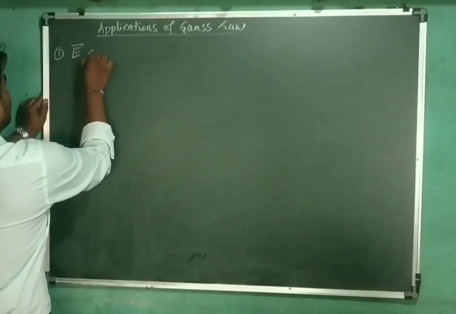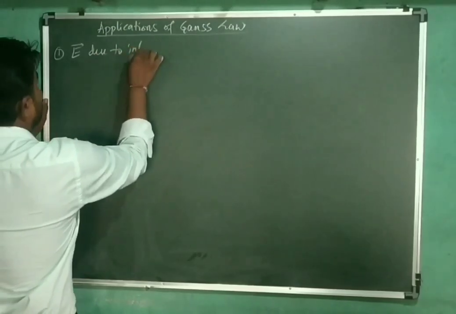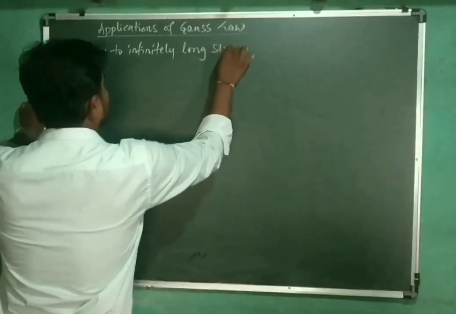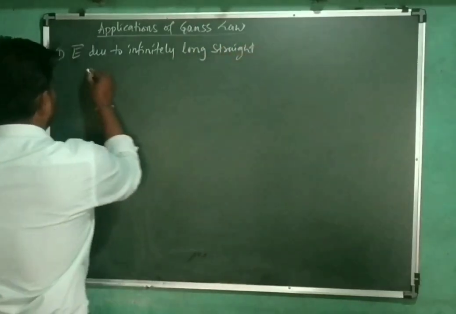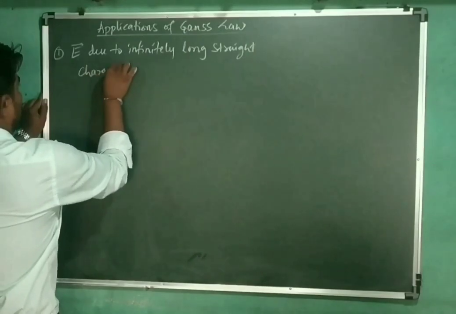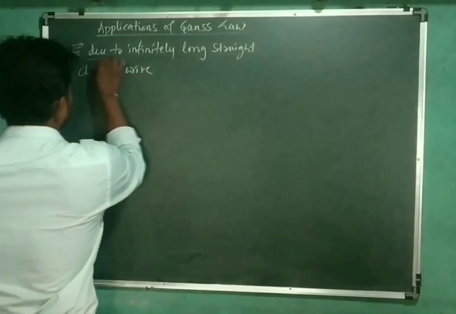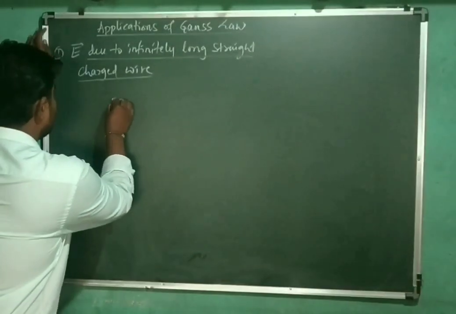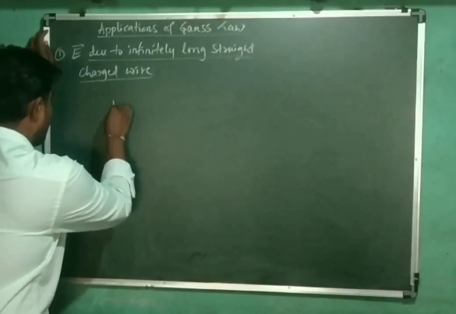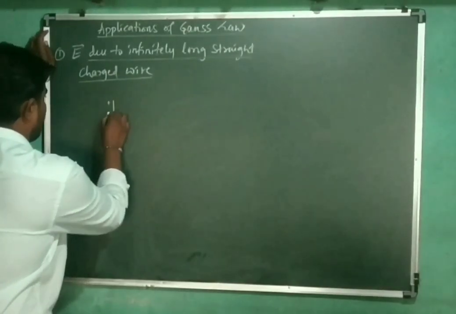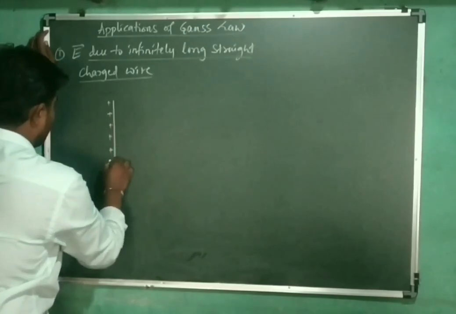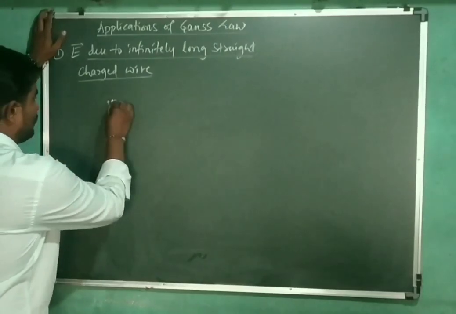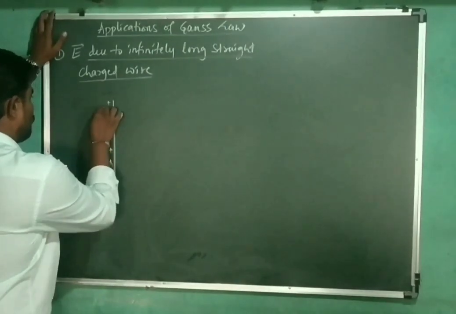And the first application is electric field due to an infinitely long straight charged wire. Its length is how much? Infinity. For this, consider a charged wire. There are n number of charges. This type of distribution of charge is called line charge distribution. The total length of the wire is L.